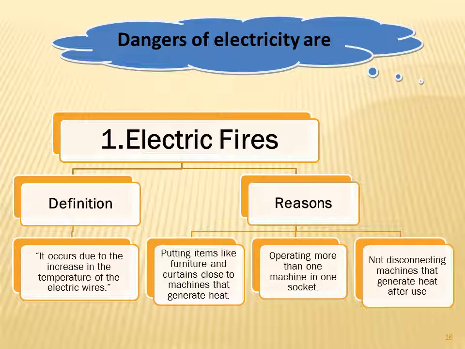The third reason is not disconnecting the machines that generate heat after use. The most common example is the iron. Whenever I plug it into the socket and start to iron my clothes, when I'm done, I forget to disconnect it and keep it on for a very long time. That's very dangerous, and it may lead to an electric fire.